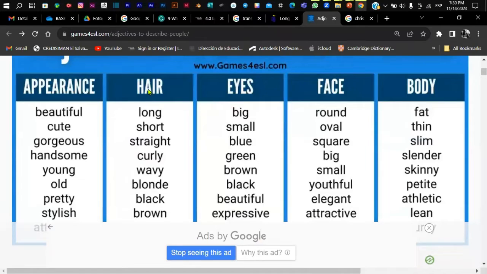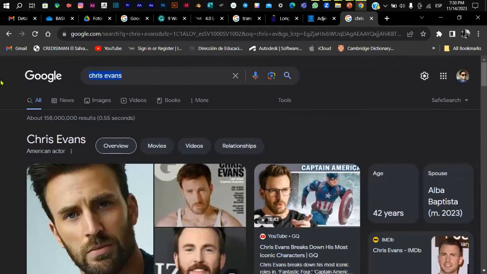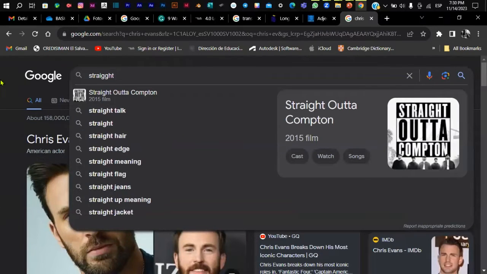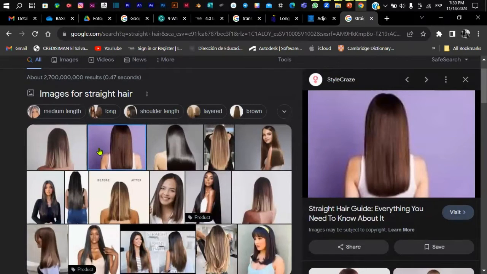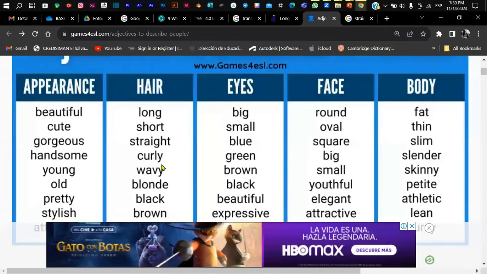Next, adjectives for the hair. Long. Short. Straight. What is straight? Talking about hair. Straight. It's straight. Lacio. It's straight, like two lines. Como dos líneas. Recto. Correct, recto, yes, it's right.